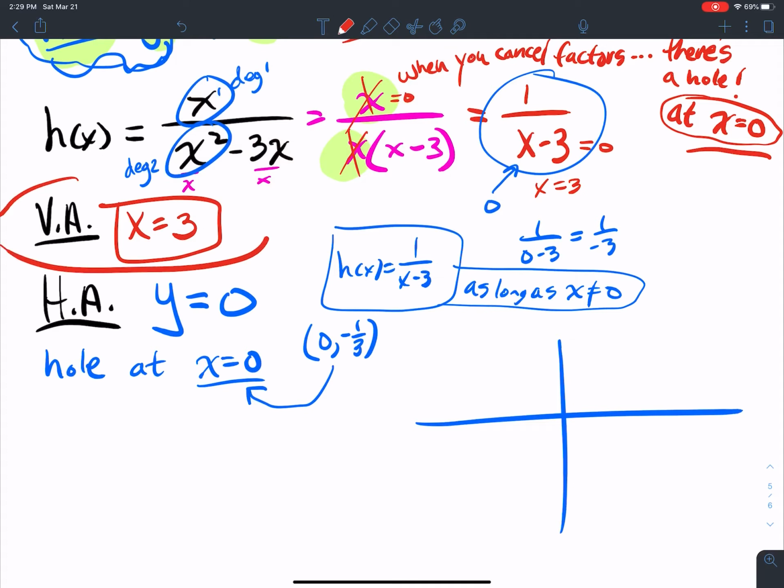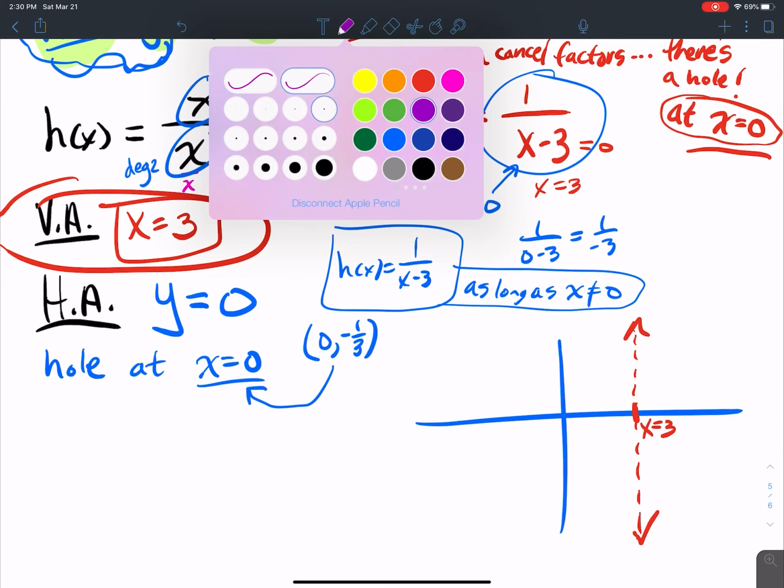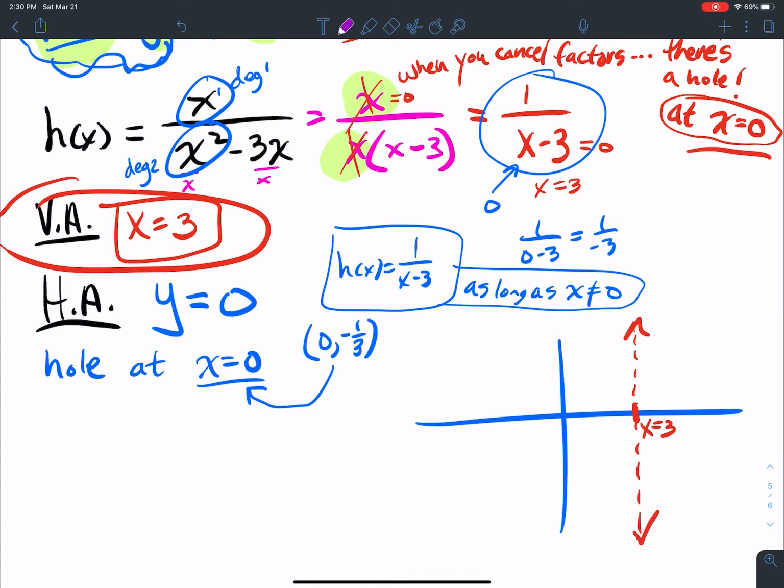So if I was graphing it, I know there's a vertical asymptote. Well, I did red here because I want x equal to 3, vertical asymptote. I want you to think of red as kind of like a stop sign, like a red light. You don't ever run red lights, right? So we never cross this red light here, okay?